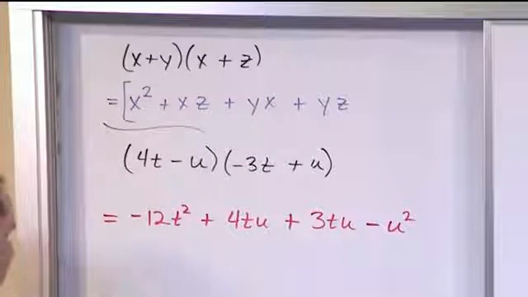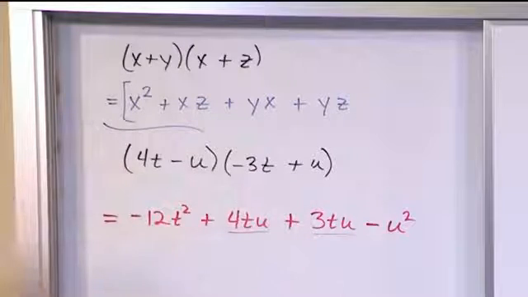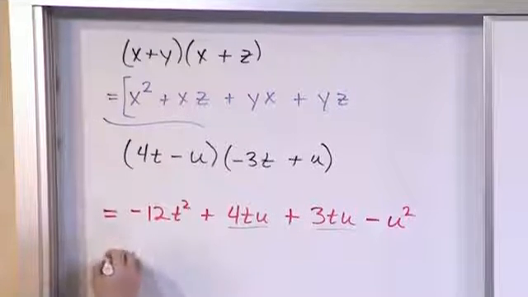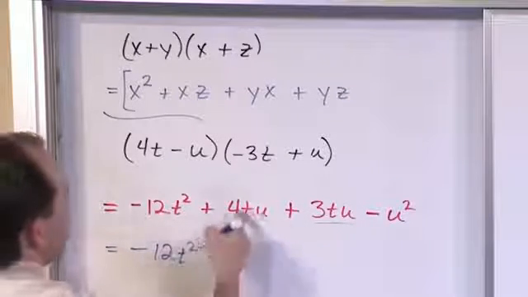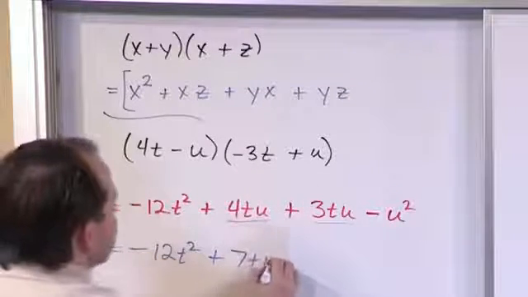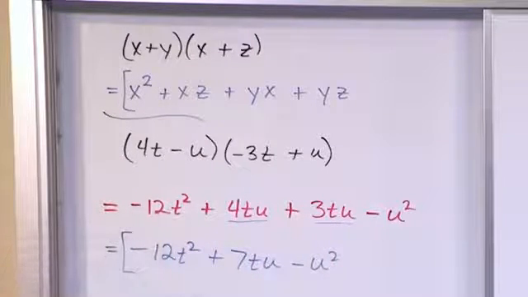So here's what we have, but notice that I have some like terms. That's a like term with this because I have tu and tu in both places. So finally, I'm going to have negative 12t squared. 4 plus 3 is 7tu minus u squared from over here. This is the final answer. Negative 12t squared plus 7tu minus u squared.